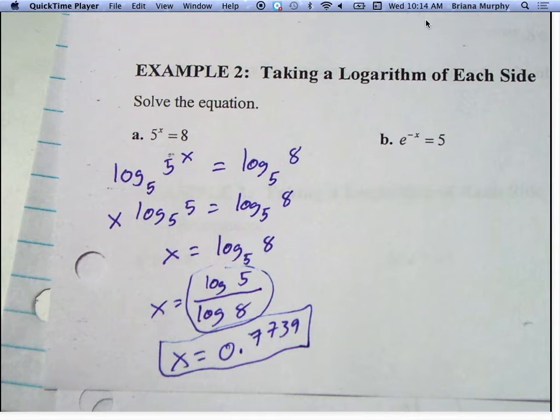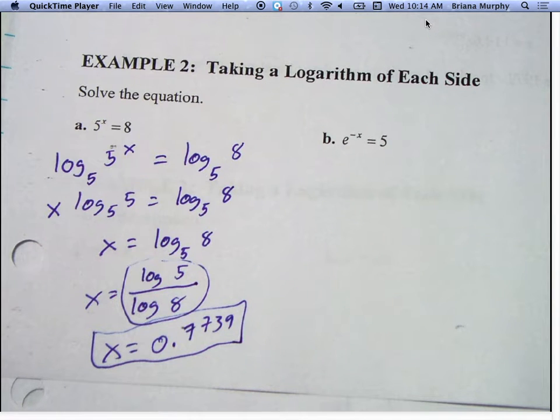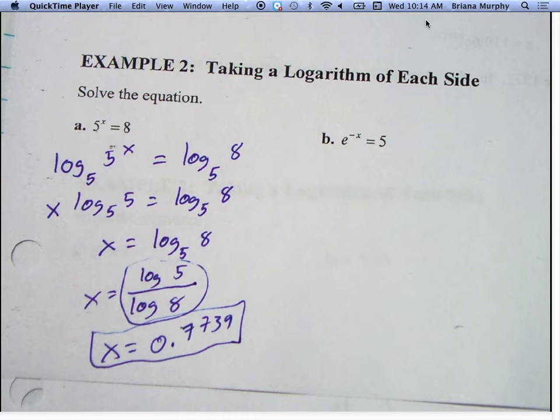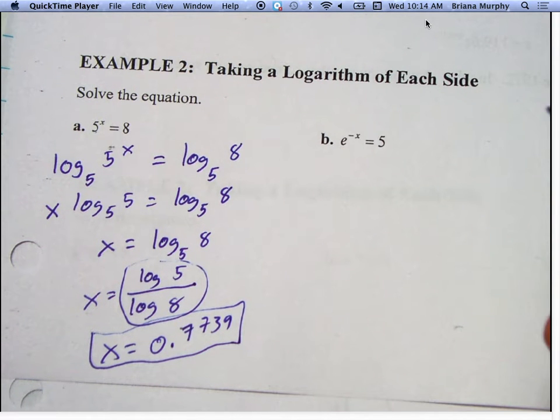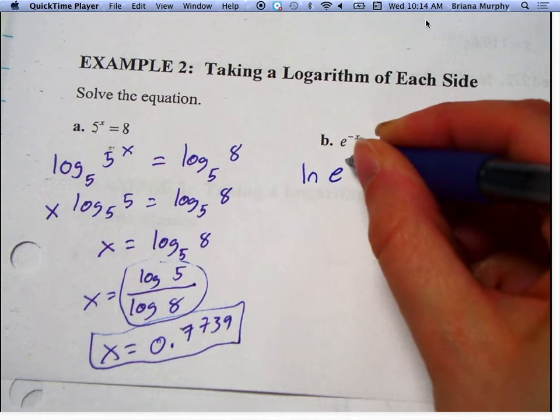Okay. Next, we've got e. Now, e is a different animal. Over here we took the log base 5 because my base here was 5. Well, my base here is e. Do you guys know what kind of log we take if the base is e? Anybody have another guess? Natural log.